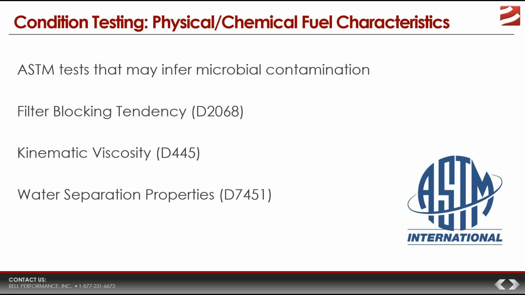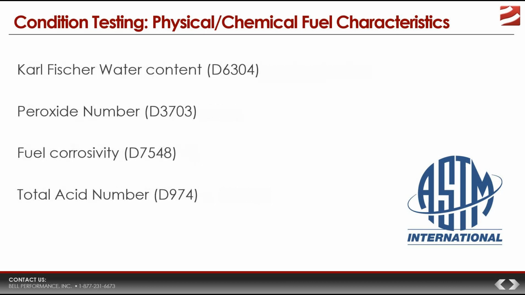Water separation properties, D7451. This test measures the water separability. Some people would say that you can use that to infer possible microbial contamination, because if you have microbes in the fuel, remember they're going to be producing biosurfactants, and that will cause the fuel to have a poor score on this kind of test. So the water separation properties test is another thing that infers that you might have a microbe problem.